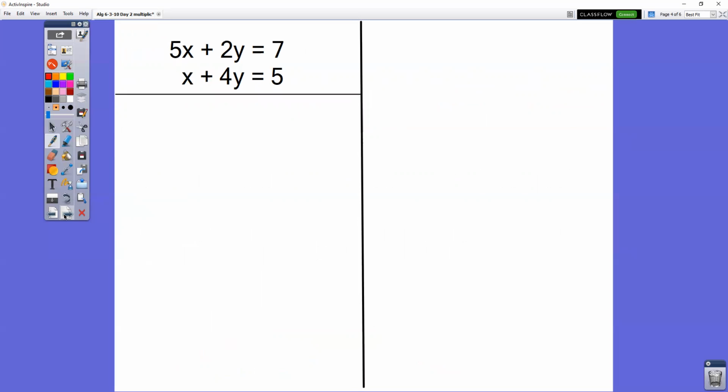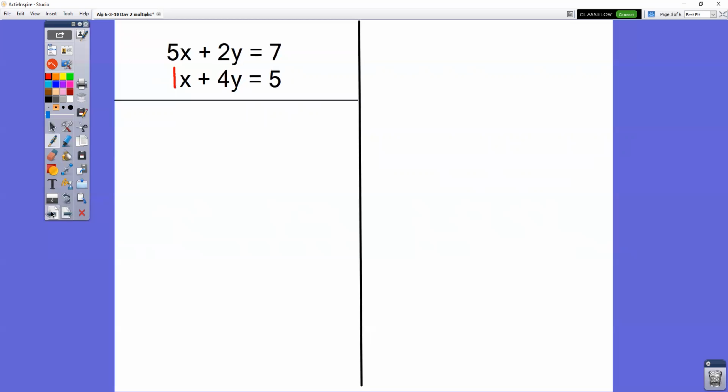So in these first two examples, they are exactly the same. I'm going to do one with creating opposites with the x's, one with creating opposites with your y's. You do have your choice on what you want to make opposites with. So I'm going to choose the x's in this first one. If I choose to make opposites with my x's, I have a 5x and I have a 1x. The opposite of 5x is negative 5x. So to get a negative 5x here, I have to multiply this whole entire equation by negative 5.